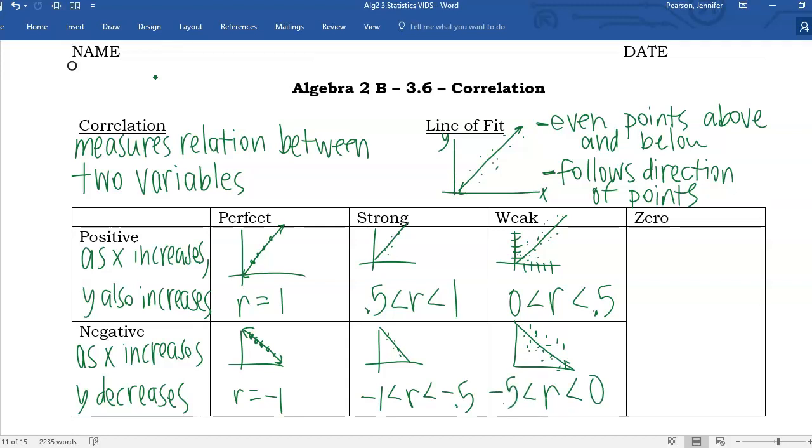Now, I gave 0 its own category. If you are looking at your points and you can't tell if there's a line going up or a line going down, your trend is actually kind of going to be flat. We really can't tell if there's an upward trend or a downward trend to the data. There's no obvious line of fit that we can fit to this. That's no correlation. They're not related.